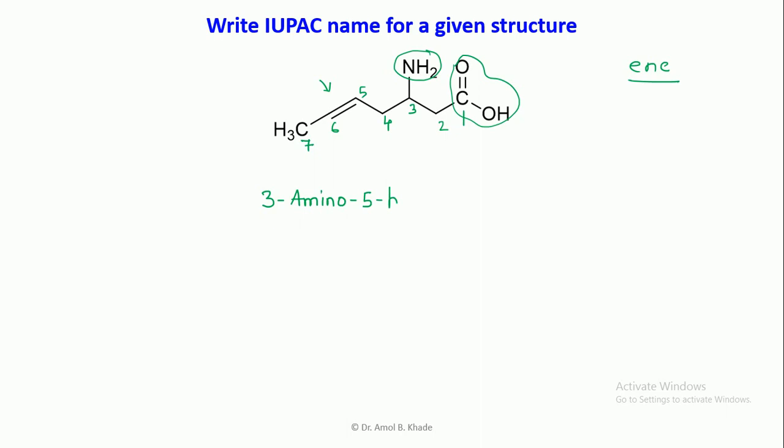Okay, so it will be 5, then it will be heptene, and then what will come? Heptanoic acid. So this E will go, and the place of E will be taken by the oic acid, because for carboxylic acid we have the suffix oic acid. And we have used here, instead of A of heptane, E to indicate it is a double bond.